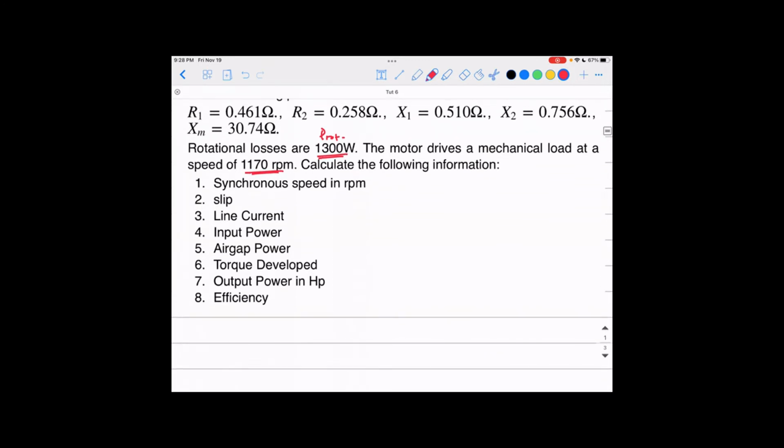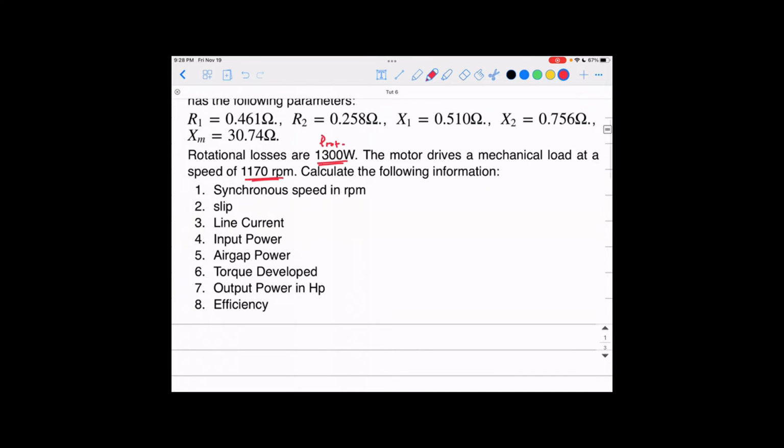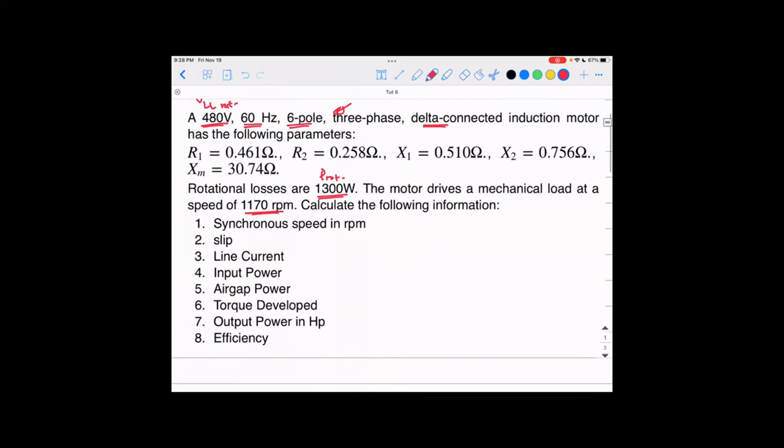And he's saying calculate the following information: the synchronous speed in RPMs, the slip, the line current, which means the stator line current, input power, air gap power, torque developed, okay, the developed torque, the output power in horsepowers, and the efficiency. Those who need current calculations, power calculations, torque calculations, and efficiency, that is the typical demand in any problem that needs you to estimate the performance of a machine with a specific equivalent circuit parameters and at a certain load.